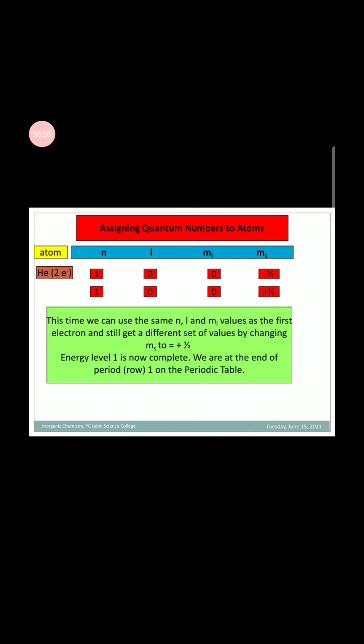Next, considering the helium atom, n, l, ml and ms are the four quantum numbers. The possible values are n is 1, 1, l is 0, 0, ml is 0, 0, and ms, the spin quantum number, is plus half or minus half. This time we can use the same n, l, ml values as the first electron and still get a different set of values by changing the spin quantum number to plus half. The energy level 1 is now complete. We are at the end of period 1 on the periodic table.